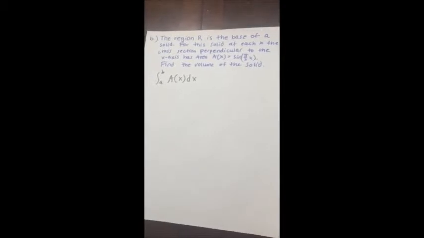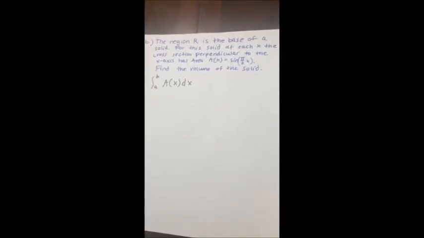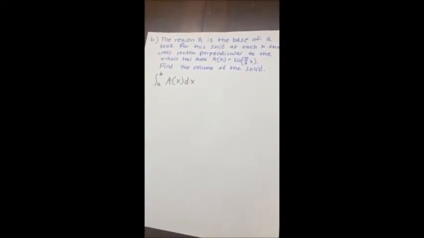The next part is finding the volume when we know the cross-sections. We're not rotating anything here, so we just know what the cross-sections look like. Part B says the region R is the base of a solid. For this solid, at each x, the cross-section perpendicular to the x-axis has area A of x equals sine of pi over 2 x. Find the volume of the solid.